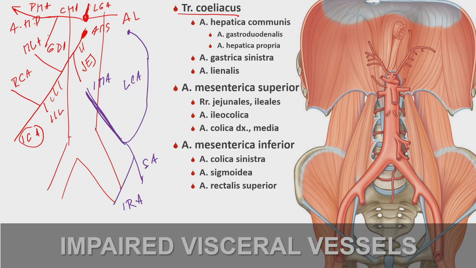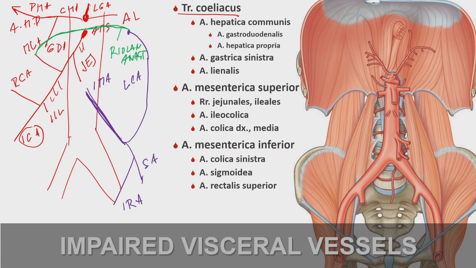And here we have a communication. I use green one. This arcade is a communication between superior and inferior mesenteric artery, and this communication is also called Riolan anastomosis. So this is the main schema of abdominal arteries.